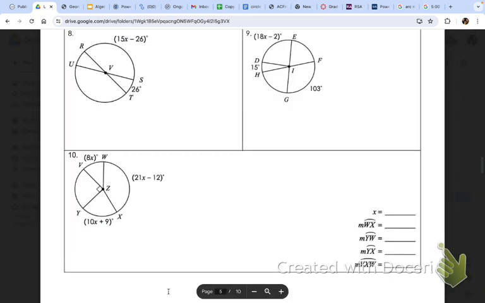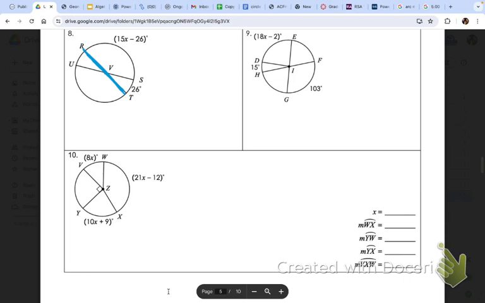All right. What do you notice about RT? What is RT? It's a diameter. Yep, it goes all the way across. And diameters cut circles in half, creating semicircles. That's what's called half a circle. So since this chord is a diameter, you know that those two add up to how many degrees? 180. You could also use vertical angles to put 26 and 15x minus 26 on the other side as well, and then add to 360.